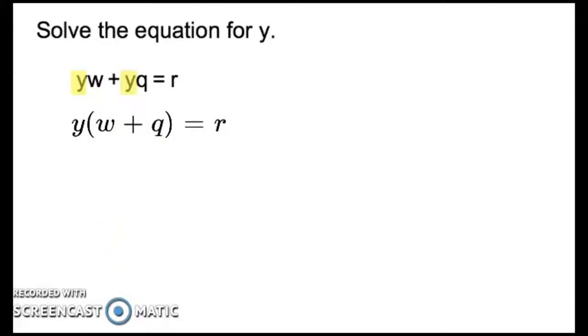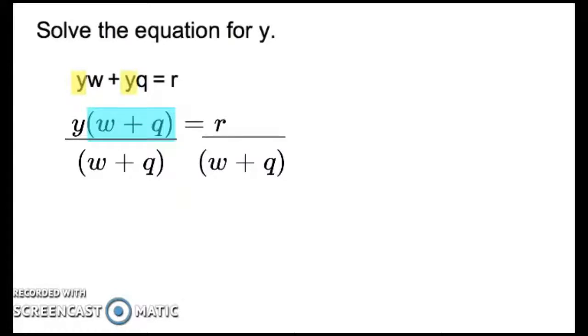So now we still need to solve the equation for y. Notice all of this is being multiplied to y. We need to move all of that away from it. So undoing multiplying, we divide. So we divide both sides by w plus q. The w plus q's go away on this side. And all we're left with is y equals r over (w plus q). And that's going to be the answer.